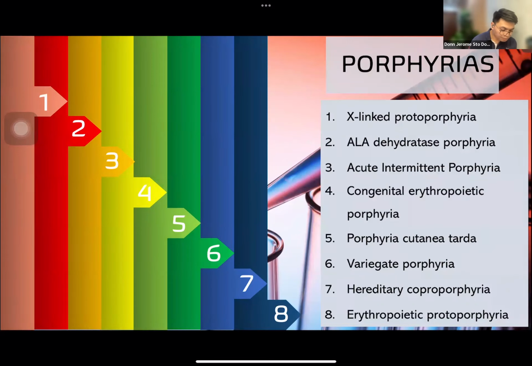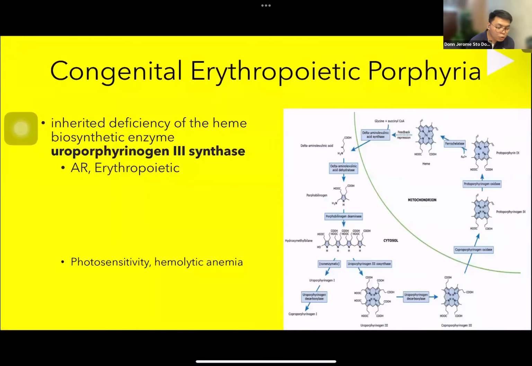Next is your congenital erythropoietic porphyria. This is an inherited deficiency in your uroporphyrinogen III synthase. This is an autosomal recessive disorder primarily affecting the erythrocyte. Manifestations include photosensitivity and hemolytic anemia. Question is, why would patients with congenital erythropoietic porphyria develop photosensitivity?